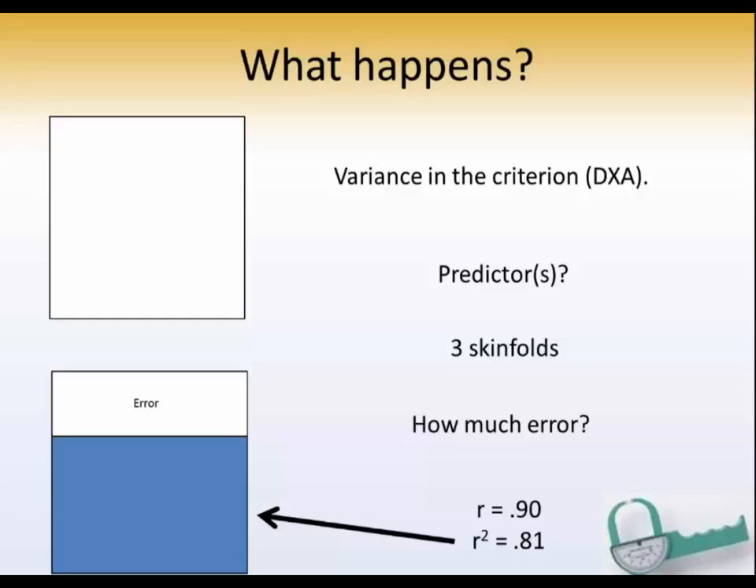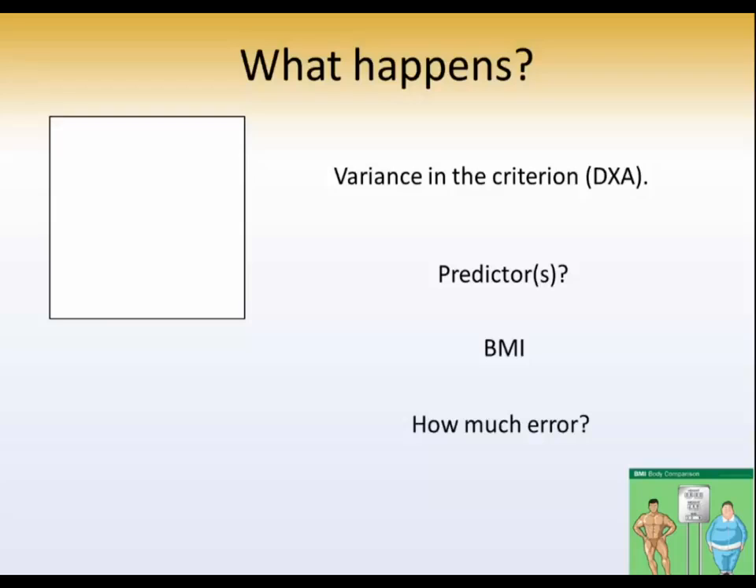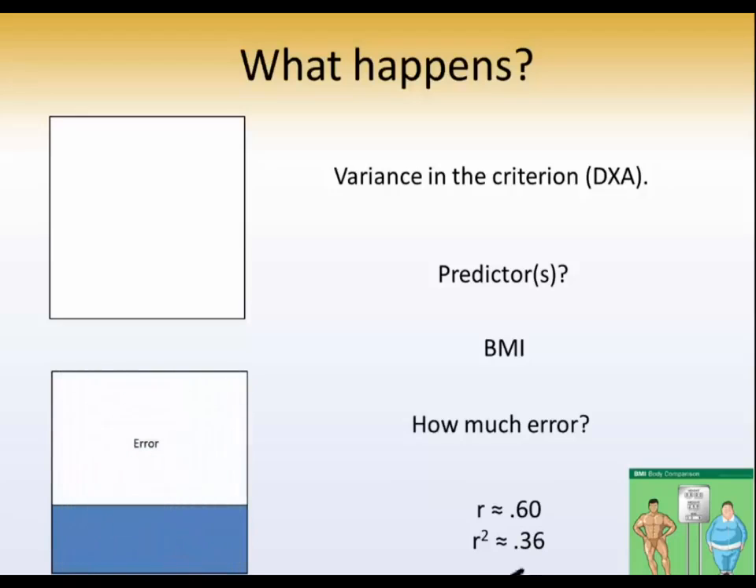But what if we wanted to use a different measure, or something more feasible? What if we wanted to use, for example, BMI? So if we measured everybody's BMI and correlated that with percent fat, how much error would we have if the R was 0.6 and the coefficient of determination then is 0.36? The amount of error has now gotten quite a bit larger with a more feasible device. Even though the correlation was moderate, 0.60.